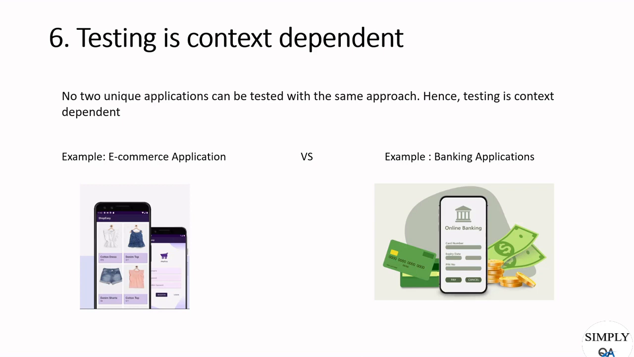Whereas for the banking application, we will give importance to user interface testing as well, but mainly we need to give importance to security testing and risk-based testing, right? Because banking applications involve a lot of money transfers. So security testing is obviously needed for those types of applications. Here you can see there is one particular approach for the e-commerce application and a separate approach for the banking application, right? Hence testing is context dependent. So the takeaway is that each application has its unique aspects and needs to be tested in those ways, right?